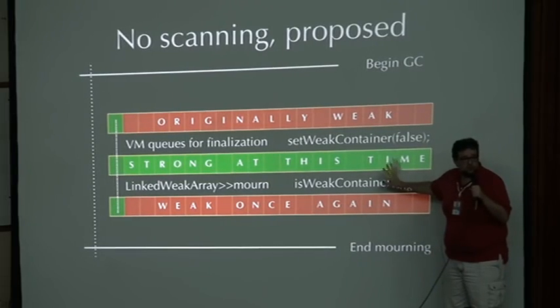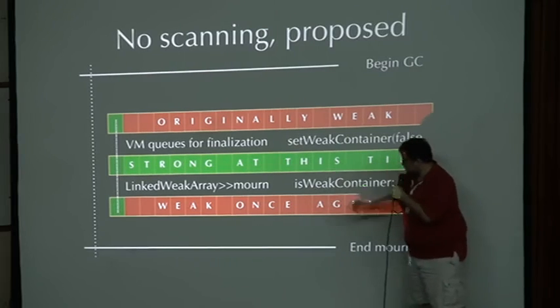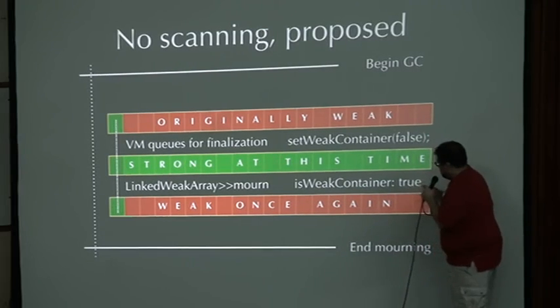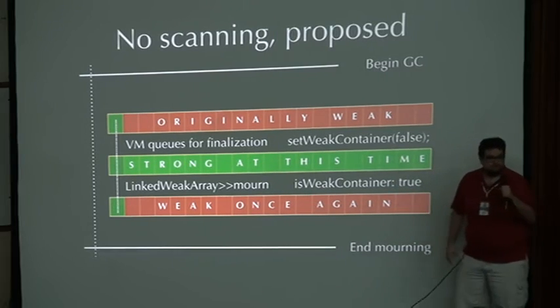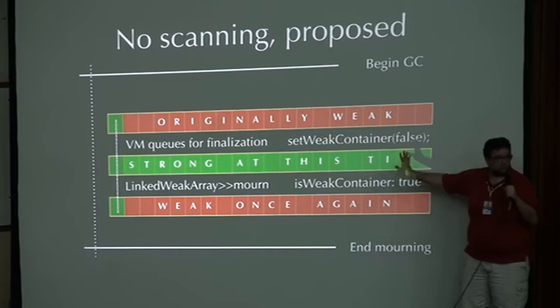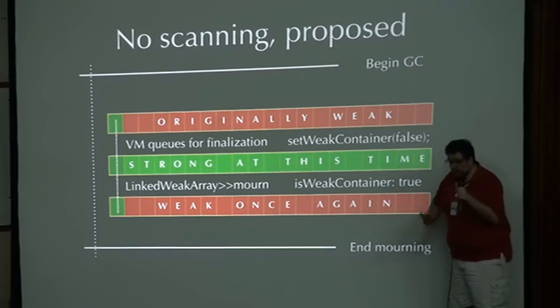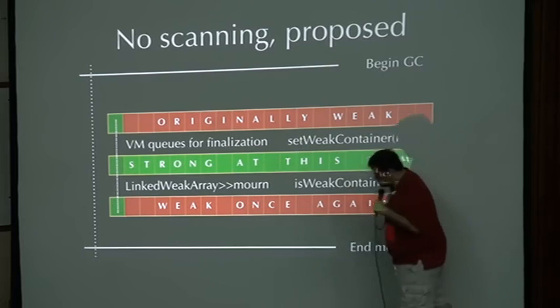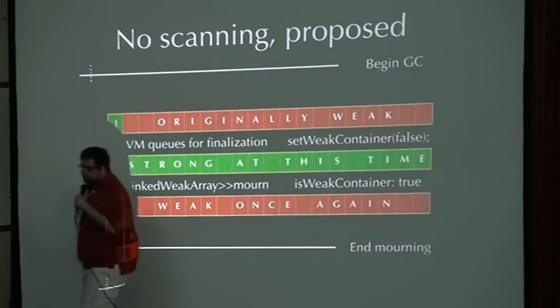And so the VM will leave my linked list of tombstones alone until mourn finishes, at which point the last thing is, hey, make it weak again. And now I'm ready for the next one. There, no more synchronization problems anymore. And no linear search. That's the core of the idea.